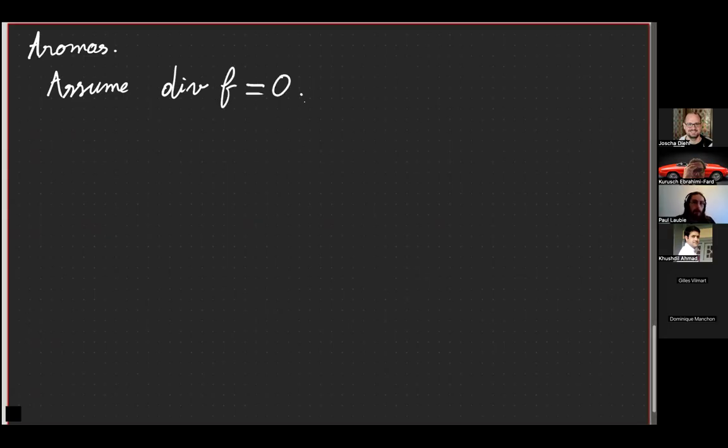I will speak a little bit about aromas. So if I have an ODE, and assume that the divergence of the vector field is 0, it means the solution of the ODE preserves the volume. Now I need to try to find a way to encode this at the level of the trees.